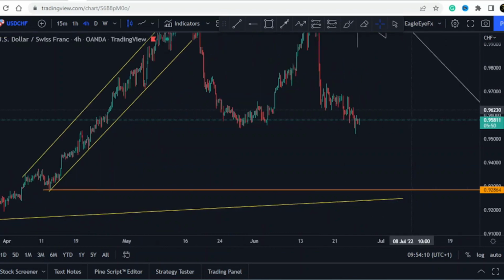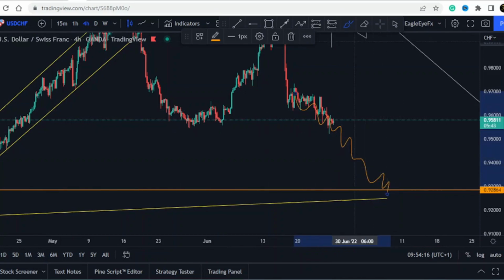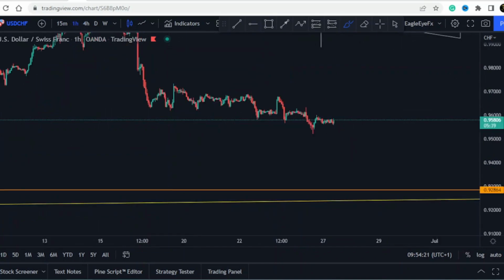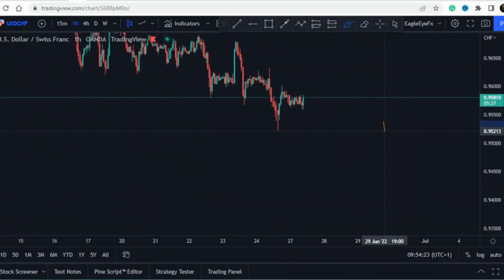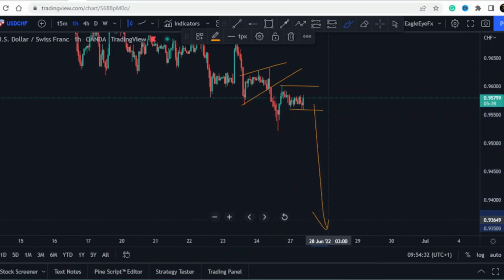You can see what it is forming. It's really consolidated there, but I'm anticipating that it's going to come all the way to the downside. So maybe you can look for an entry on the 1 hour time frame or on the 15 minutes time frame. Wait for it to give us this kind of flag, and just ride it to the downside.